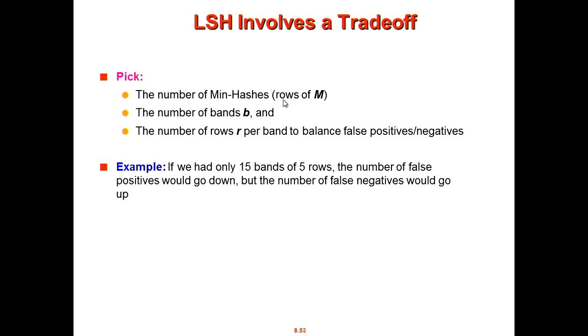So we have the number of min hash functions, right? Someone may ask how many hash functions we need. Here it's a number of rows m, and given this number of rows, we also need to decide the number of bands, how many bands we need. Once the number of bands is decided, the number of rows per band is also decided. It's just the number of rows divided by the number of bands. And these values can be used to balance the false positives and the false negatives.